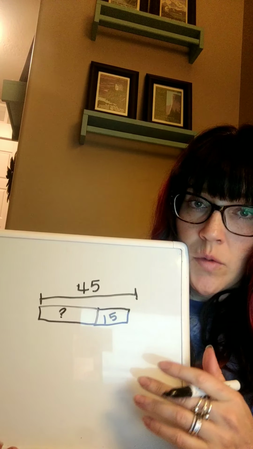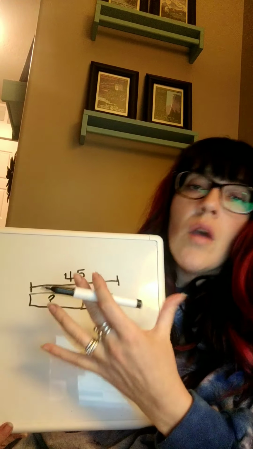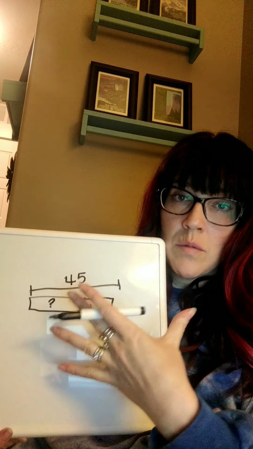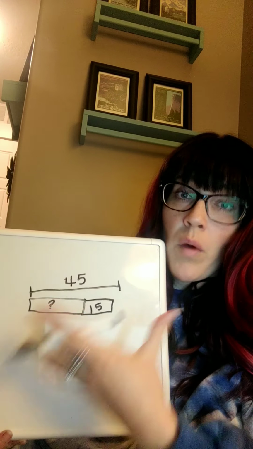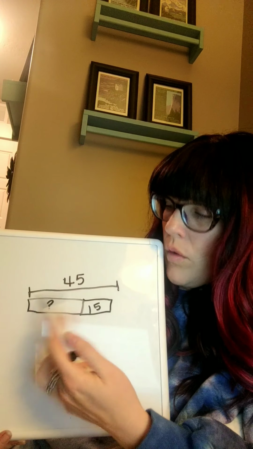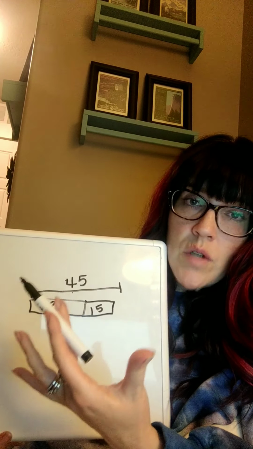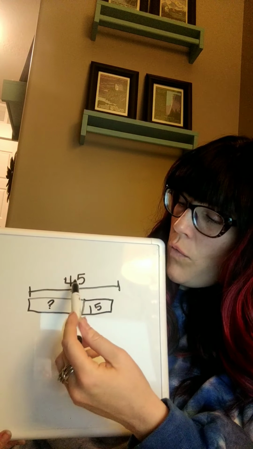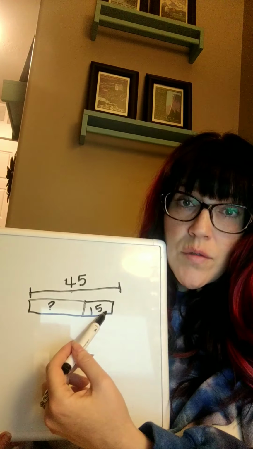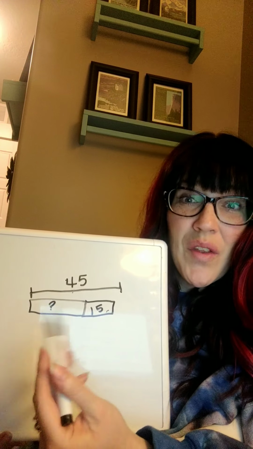Here is the story situation. And I'm going to point to each section as I tell you the story situation. All right? So remember, we're taking away. When we subtract, usually with a subtraction problem, we're always going to start with the total or the whole. Okay, so our total here on this model is 45. So in my story situation, I'm going to start with, there were 45 birds in the tree. 15 birds flew away. How many birds are still in the tree?